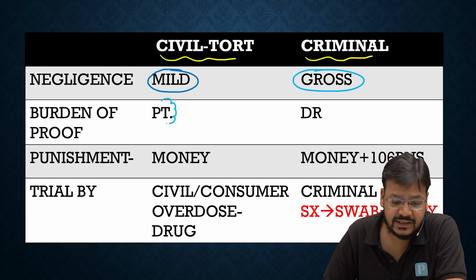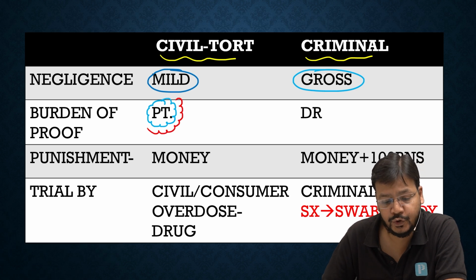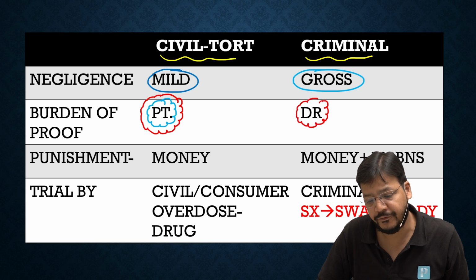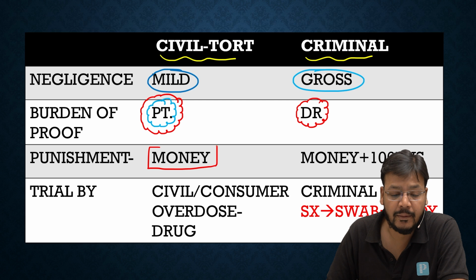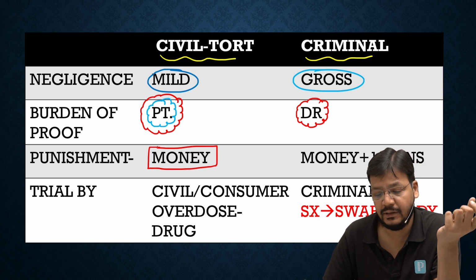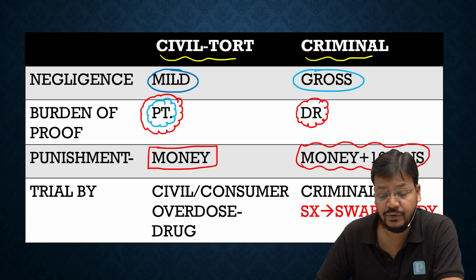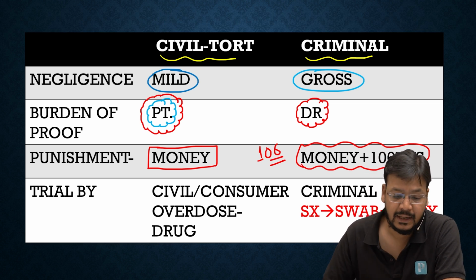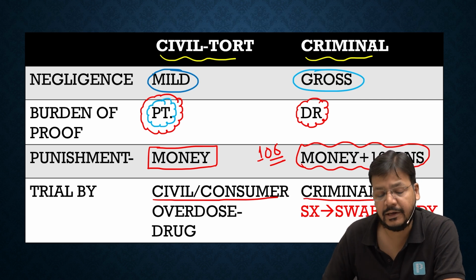In civil negligence, the burden of proof goes towards the patient, meaning the patient needs to prove. In criminal negligence, the burden of proof goes towards the doctor. Here the punishment is compensation. You have to give compensation. But in criminal negligence, there is compensation as well as Section 106 BNS, which is the punishment for criminal negligence. Civil negligence is in civil court or consumer court. Criminal negligence is in criminal court.